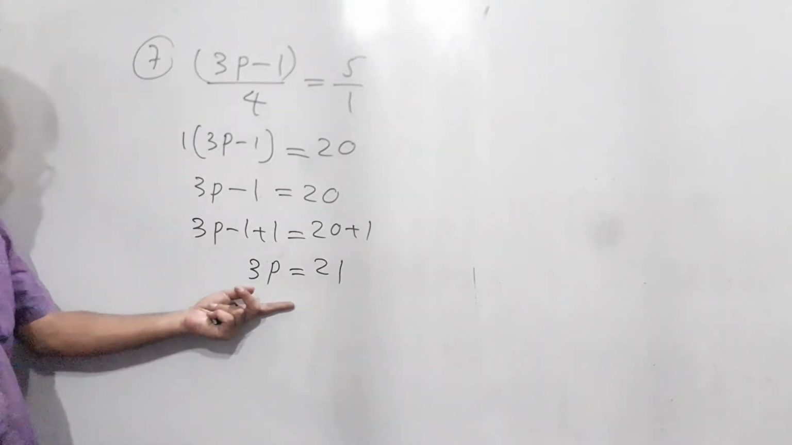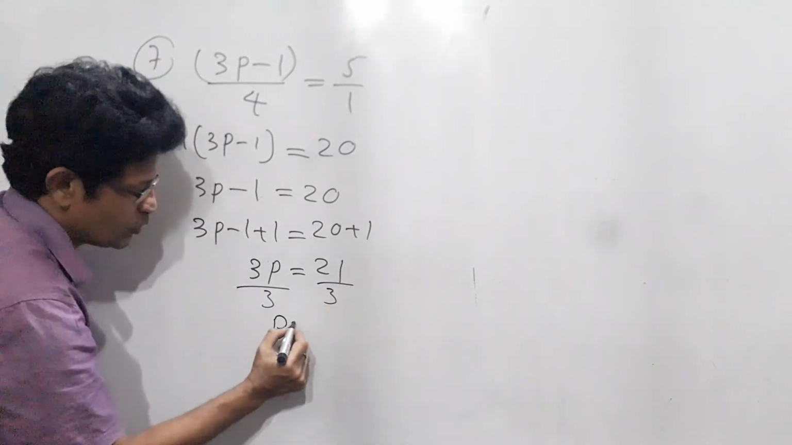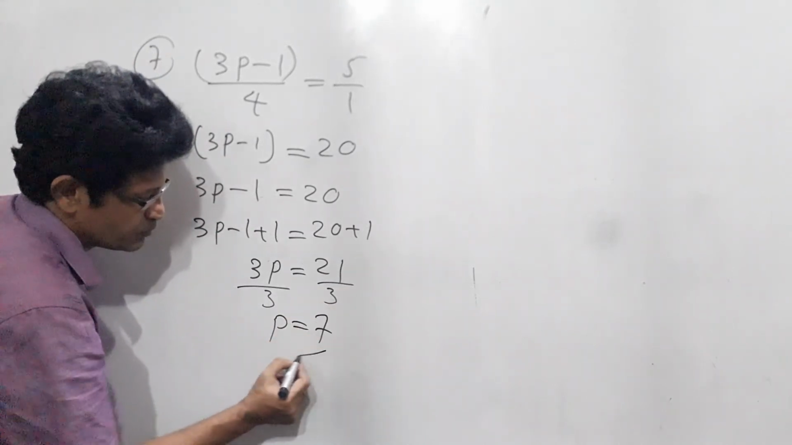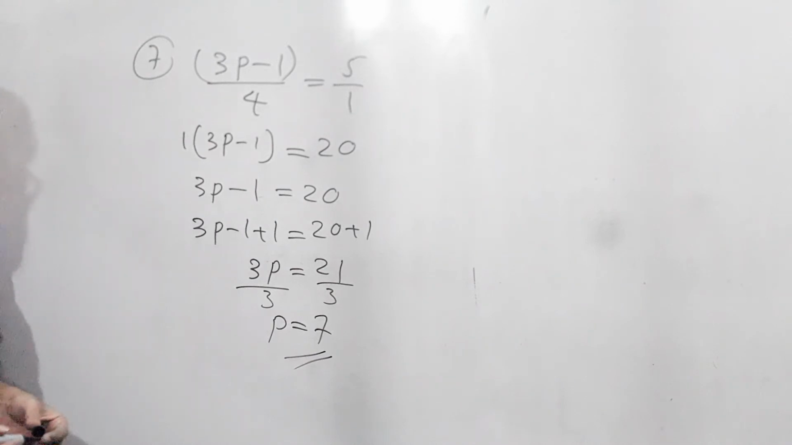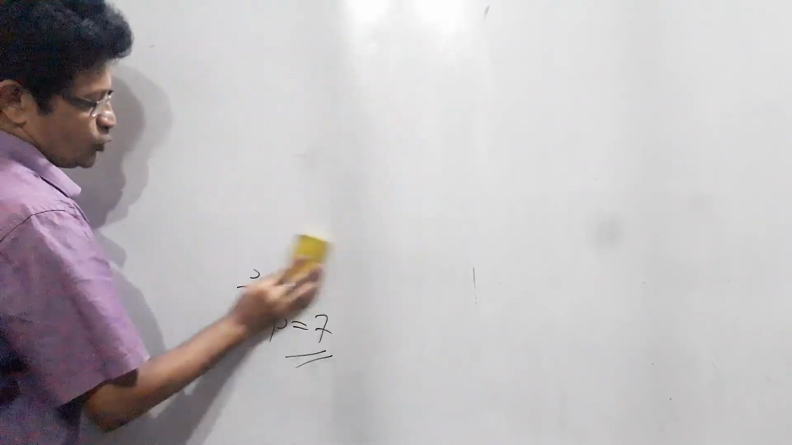Then I divide this side by 3. Then this side also I divide by 3. Then p equal what? 21 divided by 3 is what? 7. Okay. So this is how we get the answer. So we got p equal 7. Now we'll do the 8th question. Question number 8. Question number 8 is this.